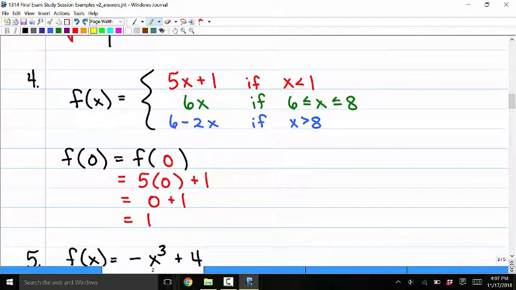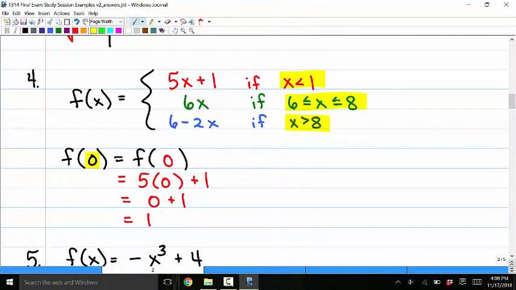Number 4, it gives me a piecewise defined function. The function is 5x plus 1 if x is less than 1. The function is 6x if 6 is less than or equal to x is less than or equal to 8. And the function is 6 minus 2x if x is bigger than 8. Now, you want to find f of 0. So the question is, where is 0? Is it going to be in the red piece, the green piece, or the blue piece?